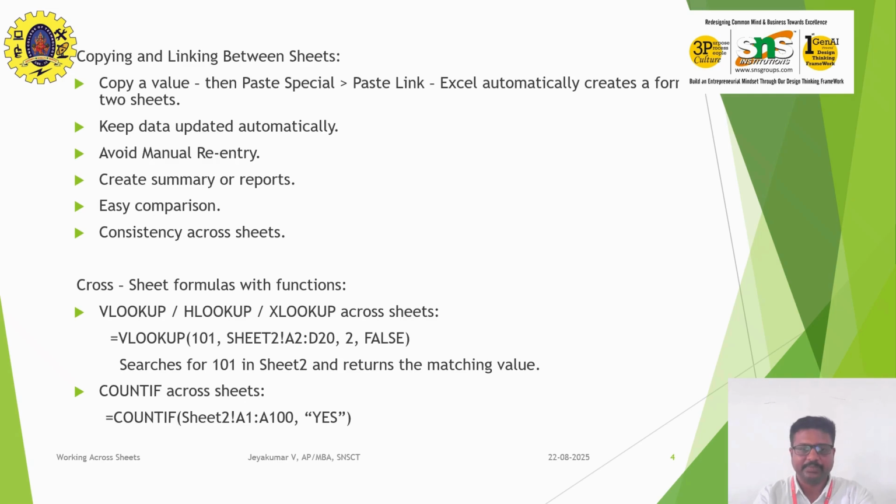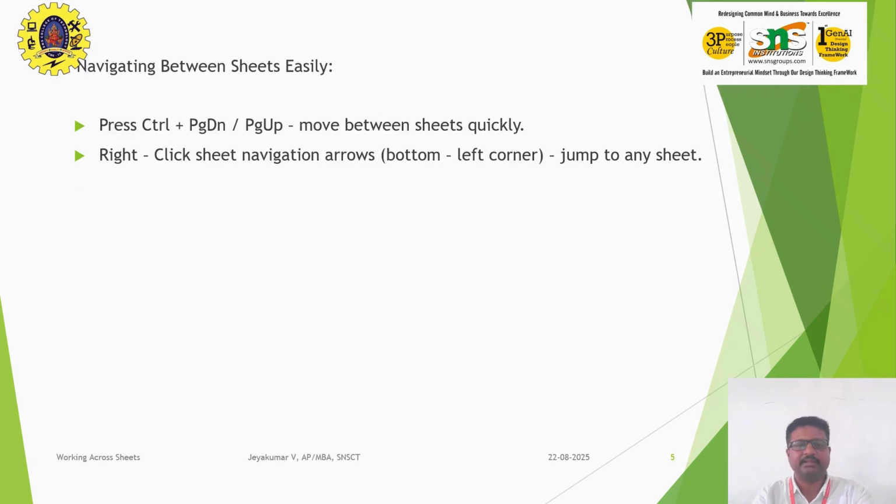Clear? And the final thing, if you want to navigate between the sheets easily, then you can use the Control key followed by Page Down or Page Up. This will help you to move between the sheets very quickly. You can also right-click the sheet navigation arrows at the bottom left corner to jump to any other sheet.